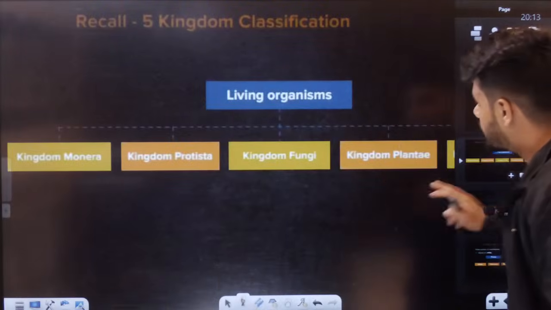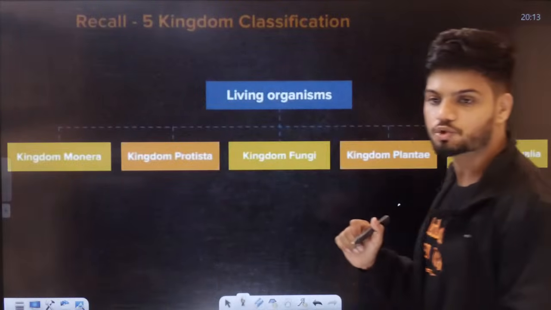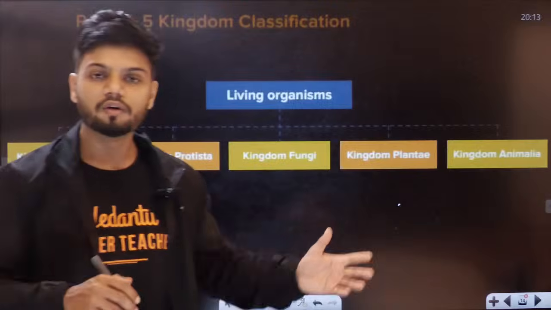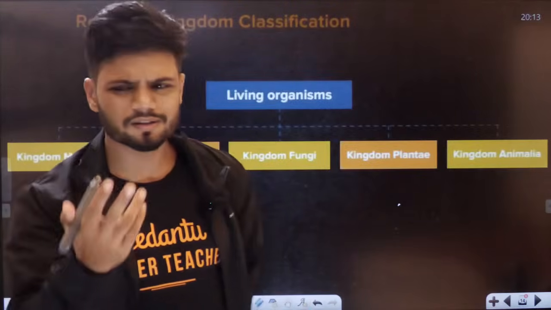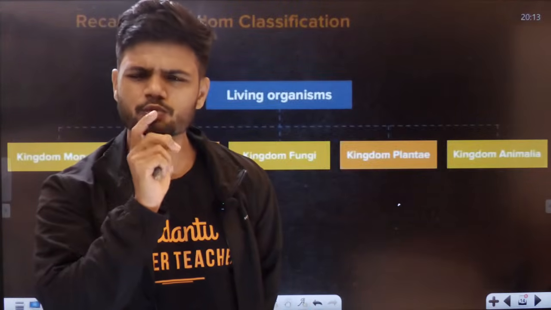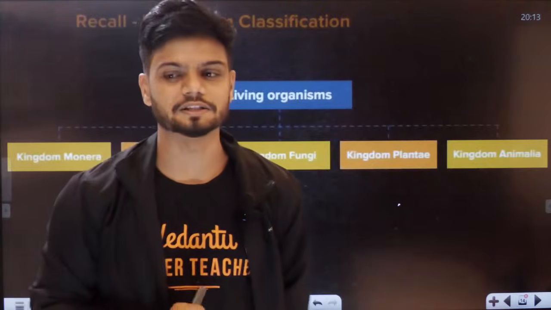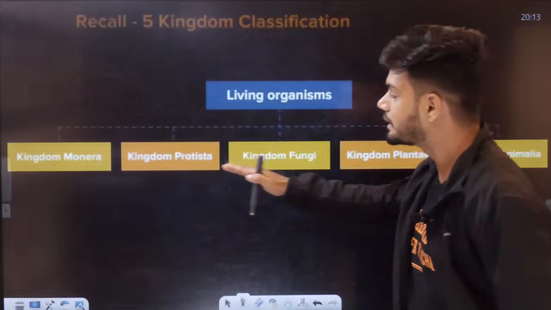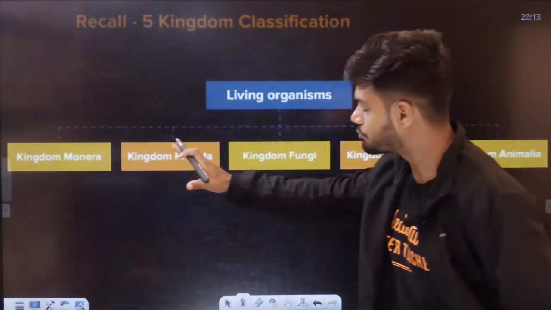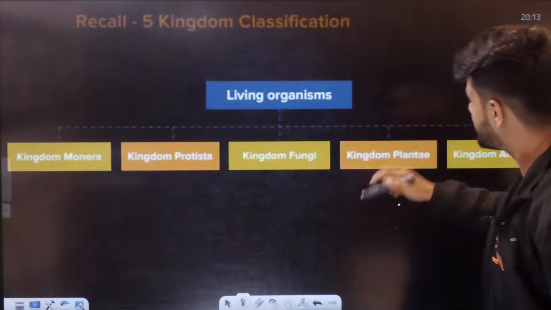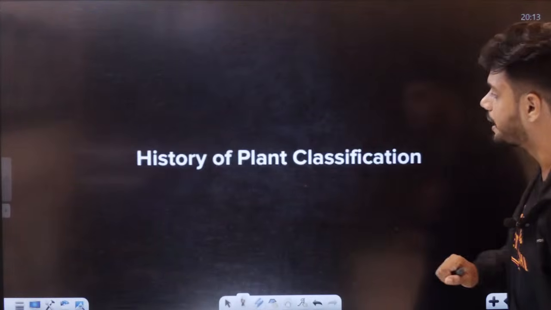Now here we have the five kingdom classification, students. Who is the scientist who gave the five kingdom classification? R.H. Whittaker. R.H. Whittaker gave the five kingdom classification: Kingdom Monera, Kingdom Protista, Kingdom Fungi, Kingdom Plantae, Kingdom Animalia. In today's class, we will be focusing on Kingdom Plantae.